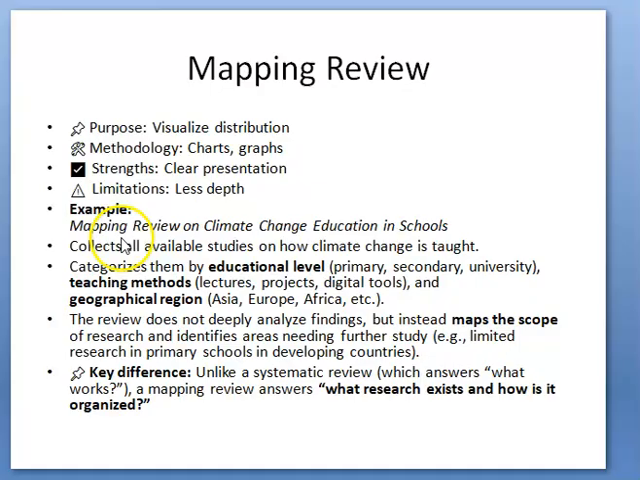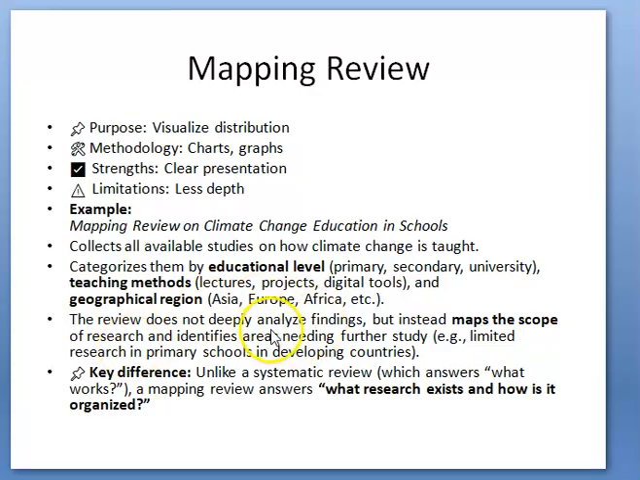Now, for example, we want to perform a mapping review on climate change education in schools. First of all, we will collect all the available studies on how climate change is taught in schools. Then we categorize the education level, like primary, secondary, university. Then the teaching methods: lectures, projects, digital tools, and geographical regions. So basically, stratification of the area and stratification of the education level is performed.